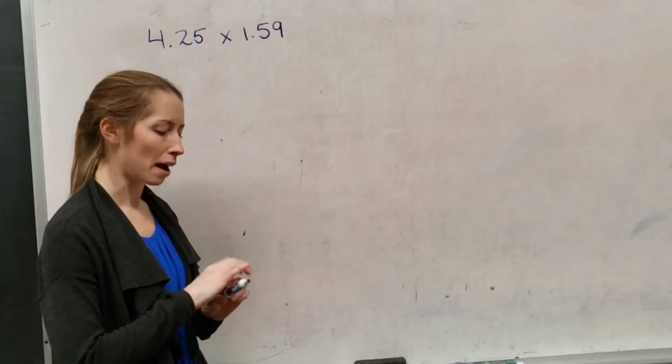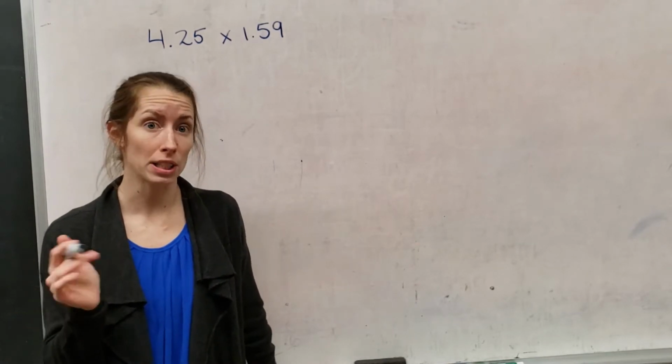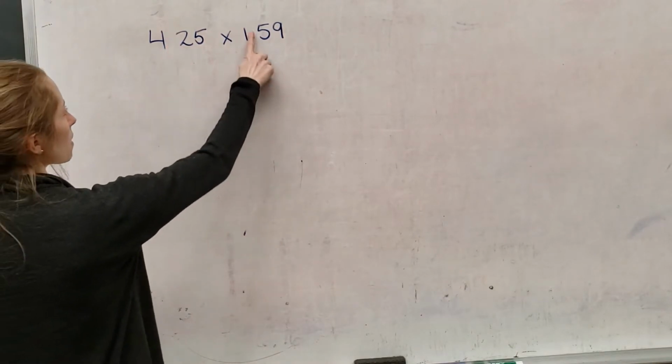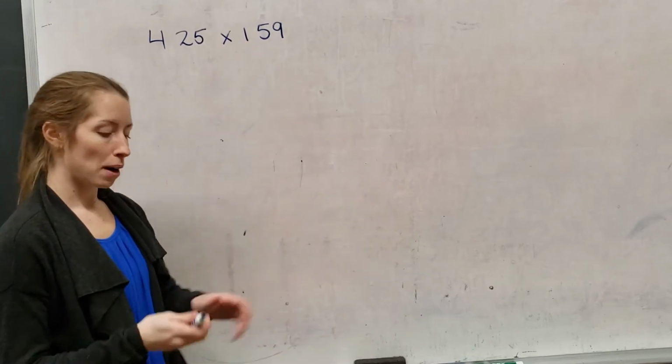So the first thing that I always say when we're multiplying with decimals is to just forget the decimal point altogether. So if we just take that decimal point out and we just look at our numbers, in this example, we're multiplying 425 by 159.